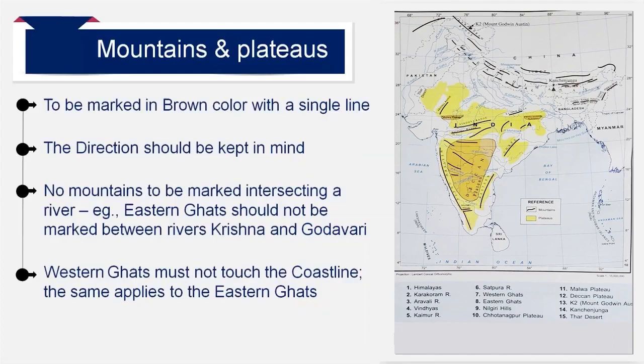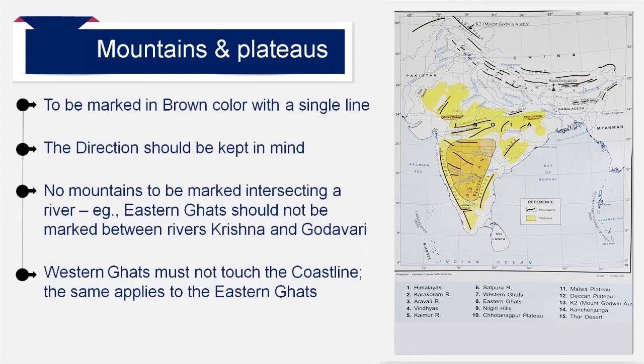While marking a mountain range, you should keep in mind its location and direction. It is easier to mark the mountain range with reference to rivers. You must not draw a mountain range across a river or intersecting a river valley. For example, Eastern Ghats must not be marked between Krishna and Godavari Valley. Mount Godwin Austen or K2 and Mount Kanchenjunga must be marked as a triangle in brown. While drawing the Western Ghats, you must not touch the western coastline. Deccan Plateau must be drawn within Western Ghats and Eastern Ghats in orange color.